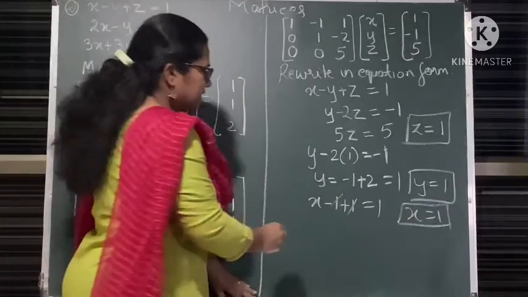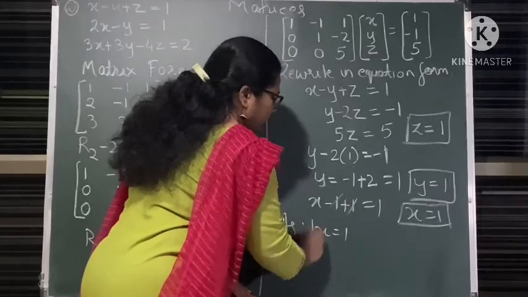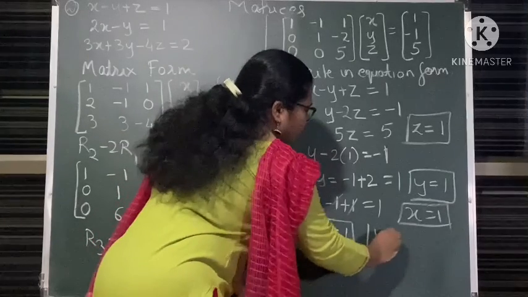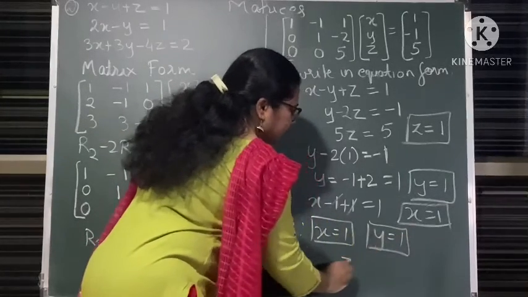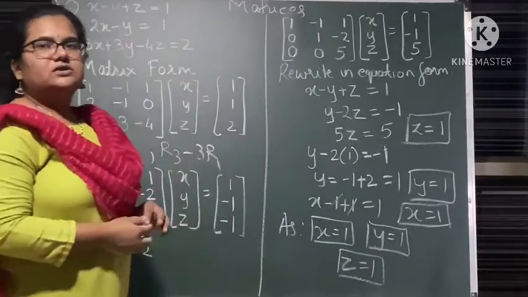So what is your answer? It is x equal to 1, y equal to 1, and z equal to 1. All the three values are 1.